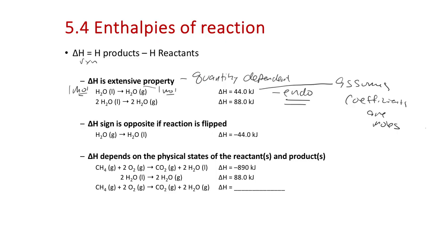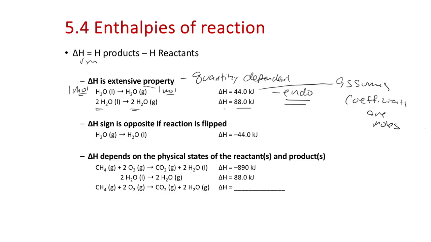Now the extensive nature is that if I double the quantity, then I need to double the magnitude of my delta H. So if I put 2 in front of water, now I'm assuming that's 2 moles of liquid water. I have double the volume, so I'm going to have to absorb double the amount of heat to boil. So delta H is quantity dependent, so that's 2 times the 44.0. And just notice that we don't write per mole.